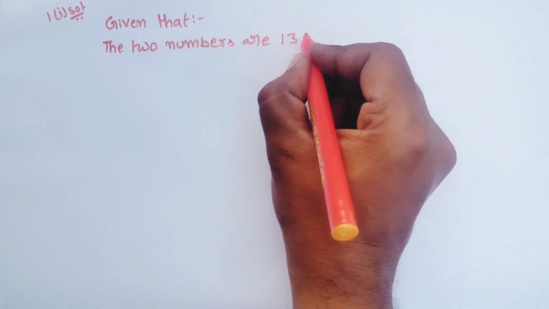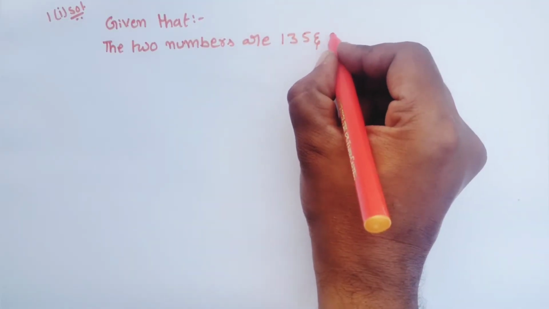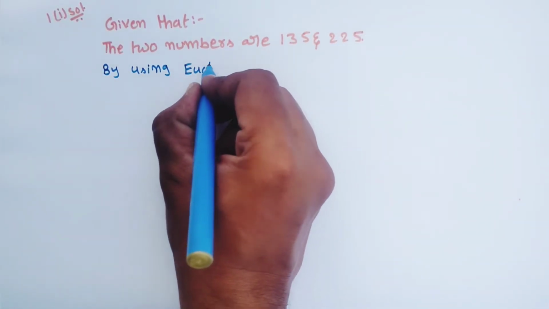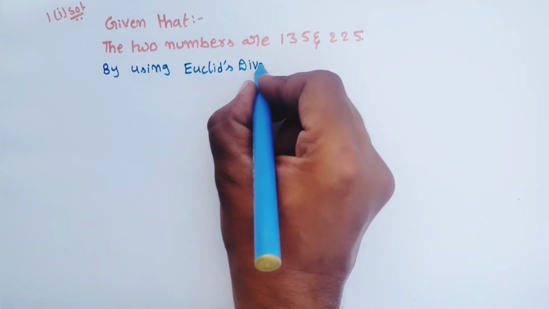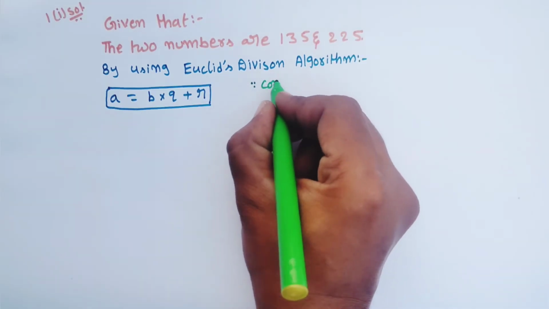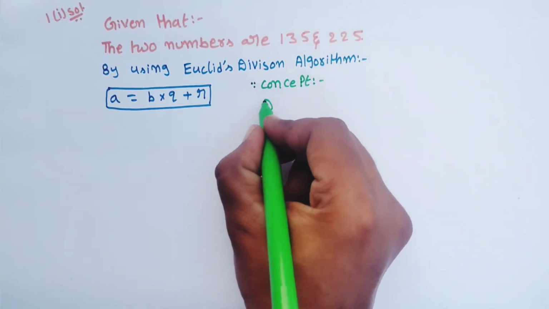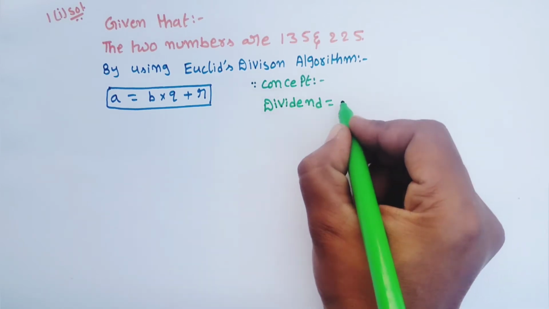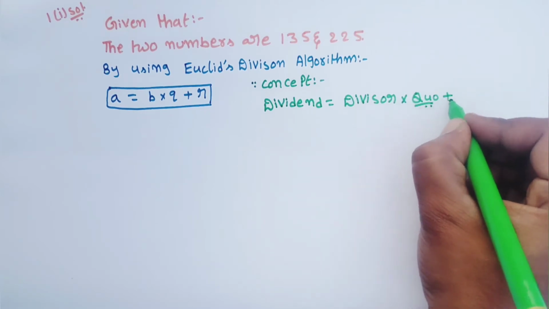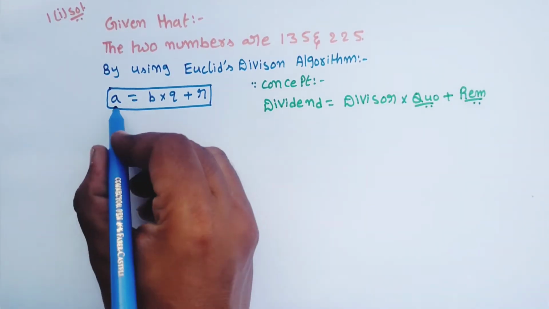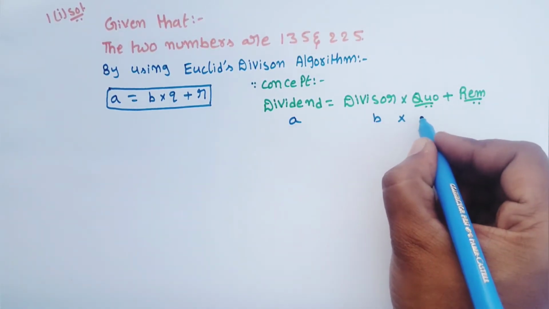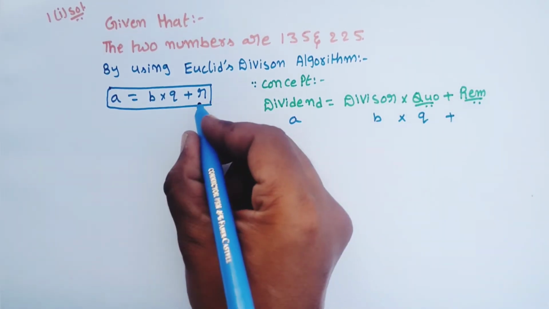Now, first section, first one solution. Given that the two numbers are 135 and 225, we use Euclid's division algorithm, that is A equals B into Q plus R. Already we learned this concept in earlier classes. That is nothing but the division algorithm formula: dividend equals divisor into quotient plus remainder, where dividend is A, divisor is B, quotient is Q and remainder is R.